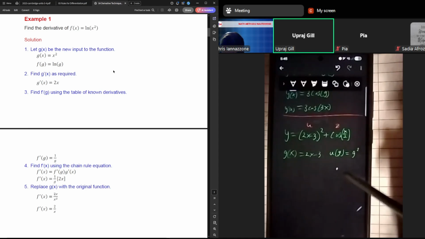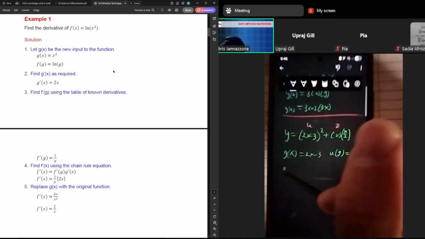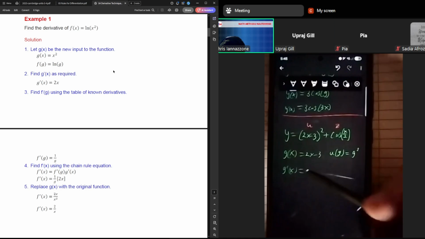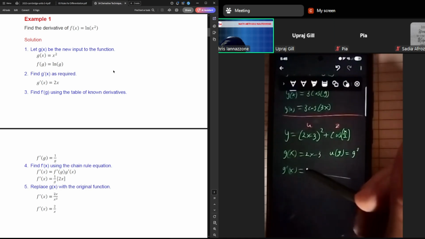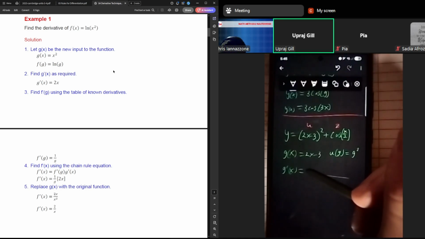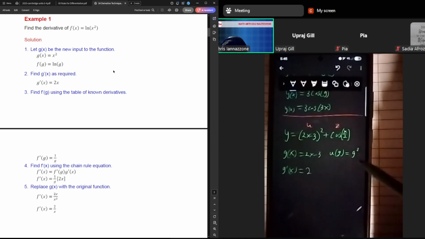Do we find g dash of x? Yep, g dash x, which is 2x. Oh, sorry, no, it's just 2. Yeah, that's it. And then what else do we need?